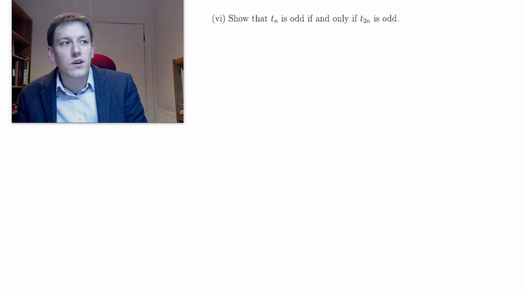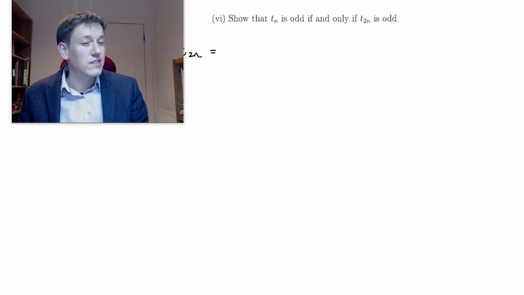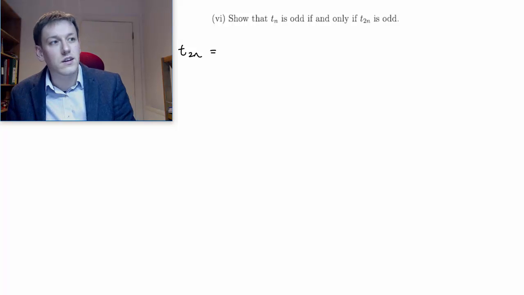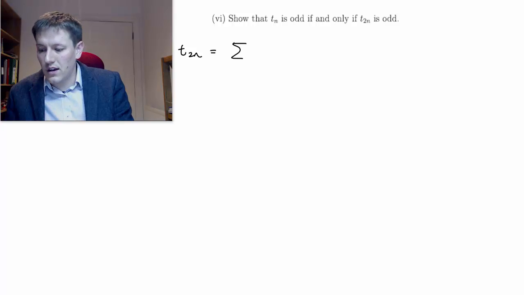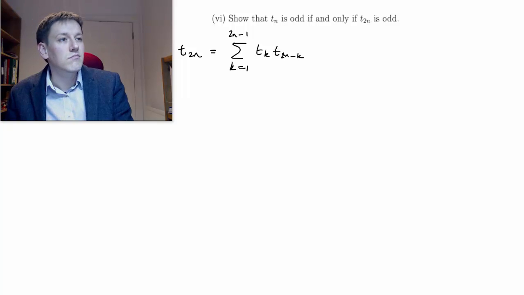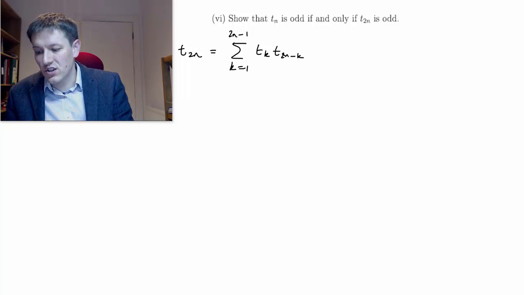Okay, so I'm going to write this down formally, and in the real exam you should try to write it down as formally as you can. But of course, just try and write a convincing argument. I've written this as the sum from k equals 1 to 2n minus 1 of tk times t(2n minus k). That's exactly the formula that I wrote down before, but instead of n, I've now got 2n, because I'm looking at t2n.